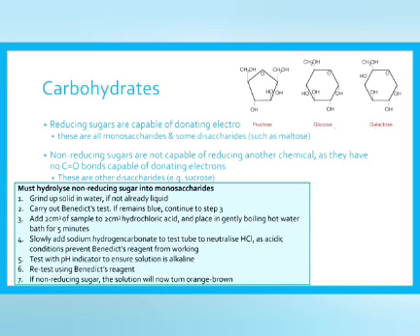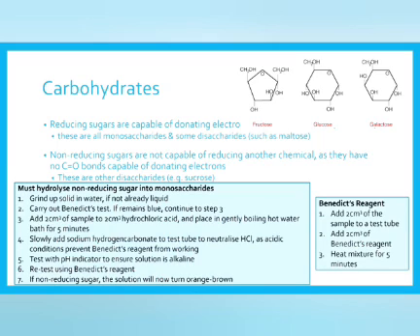The next step involves trying to hydrolyse our non-reducing sugar, breaking it down into our monosaccharides, because remember that all of our monosaccharides are reducing sugars. In order to do this, we're going to add 2 centimetres cubed of our sample to 2 centimetres cubed of hydrochloric acid. We're then going to place it in gently boiling hot water for about 5 minutes.